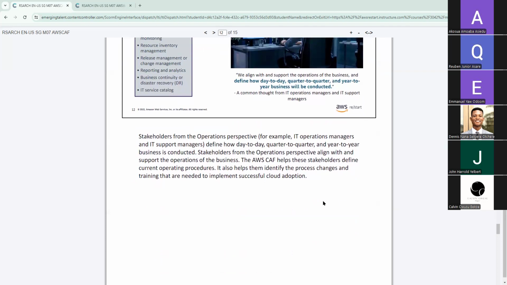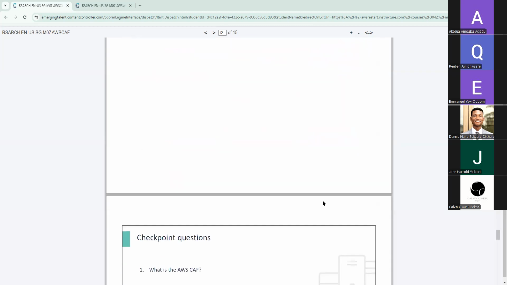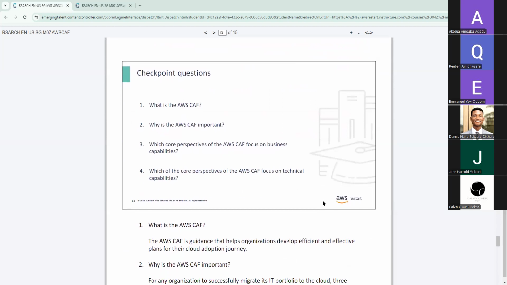So the cloud adoption framework helps the stakeholders to define the current procedures. So you define everything that you do on your day-to-day when it comes to operations, and then you'll be able to identify how you'll be able to continue doing those things in the cloud. So if there's any gap, probably you need to train the infrastructure provisioning person to get some additional skills, then this is the time to implement that.